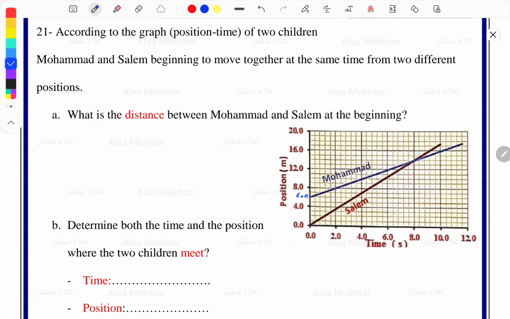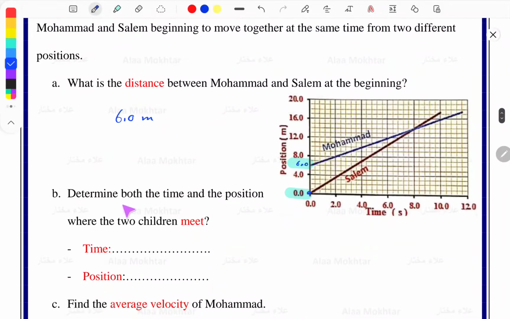Okay, he asked me what is the distance between Muhammad and Salim at the beginning. Look, Salim start from this point, from 0 point. I can highlight it by this color. Salim started from this position and Muhammad started from this position. The distance between Muhammad and Salim is 6 meter. 6 minus 0, it will be 6 meter. Okay, what is the distance between Muhammad and Salim at the beginning? Equal 6 meter.